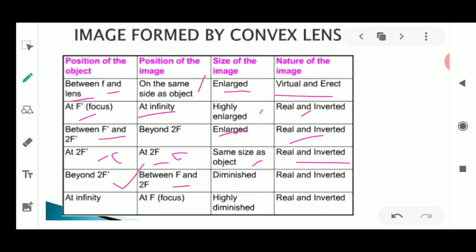We have discussed all these things in detail as we drew the ray diagrams. The image is very much diminished, real and inverted. Lastly, the image will be obtained at focus when the object is placed at infinity, and the image will be highly diminished, real and inverted. So all these 6 cases we have discussed in detail. Now I think it will be very clear for you all, as it was the second part of this chapter. In reflection we saw the same things at the mirror, but in this case we have used lenses.